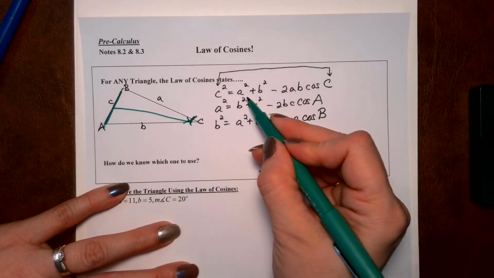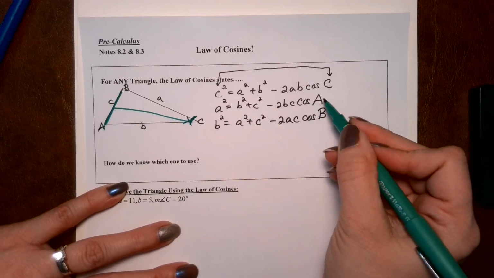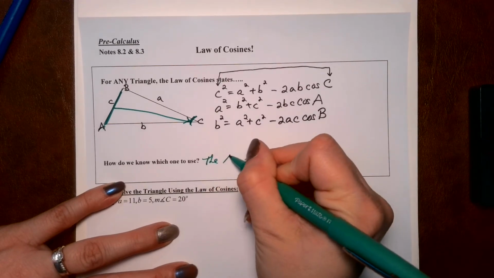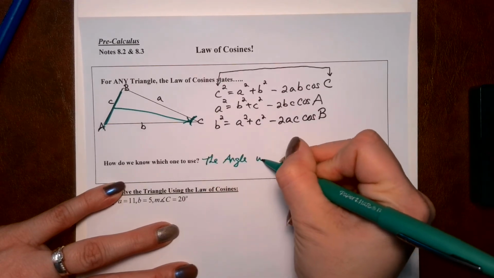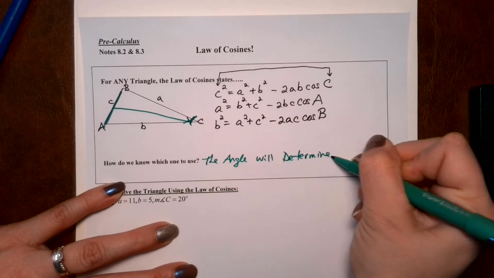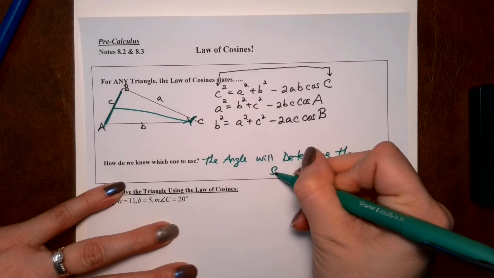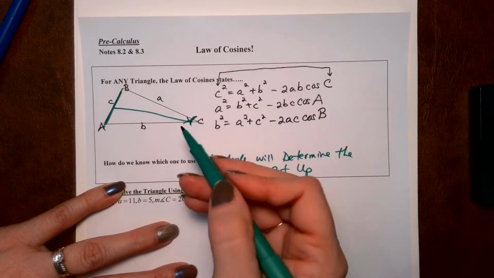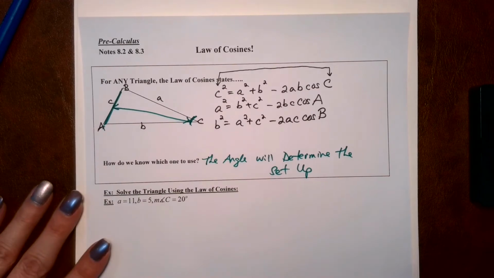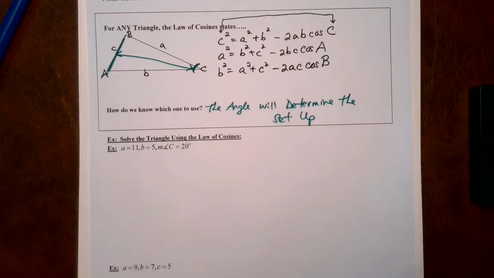We're using all 3 sides. It's the angle that will determine this. Okay, the angle will determine the setup. So we really have to figure out what angle we have because that's how you start the law of cosines. All right, let's do a couple examples together.